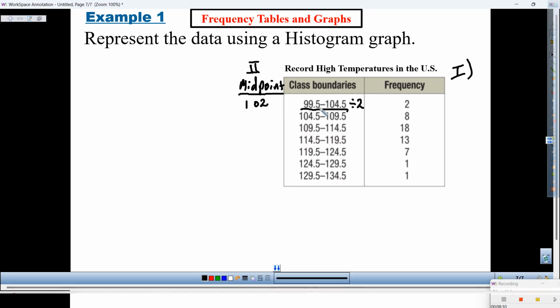Close. You add and divide by 2, because there's how many boundaries? 2. So with calculators, 99.5 plus 104.5, that's 204, divided by 2, that's 102. That's how we find the midpoint. Find the next midpoint, please. Calculators calculate.